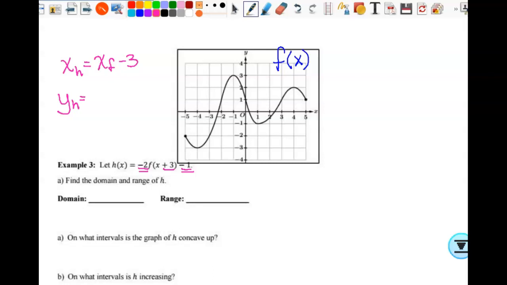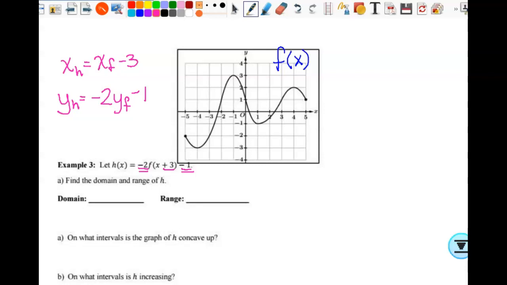Y sub h, then I just do exactly what it looks like: -2 times the y's from f, and subtract 1. Okay? Everything revolves around this. You may think, well, I don't have to have that to do certain things, and you don't necessarily, but this will help you with literally all of it. And it's not that difficult to do, so that you don't have to overthink things when you get into other things. Write them down. Learn to love them.